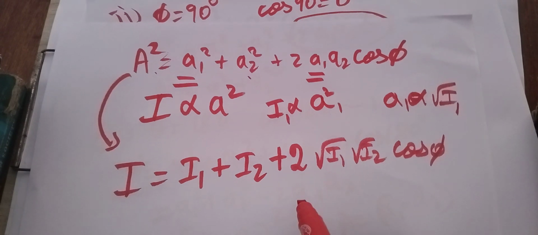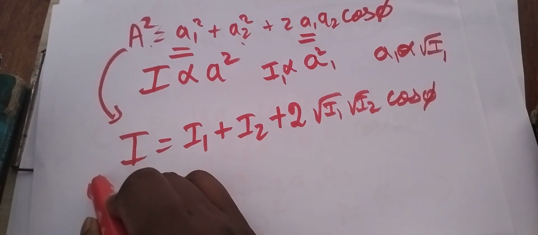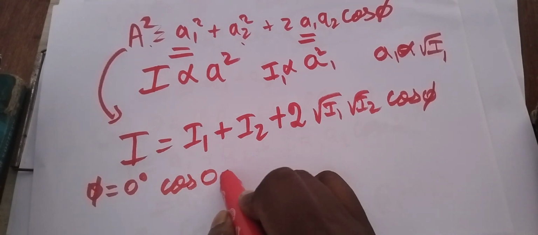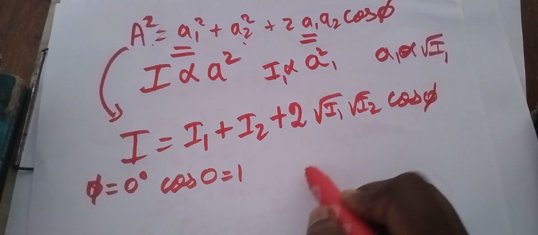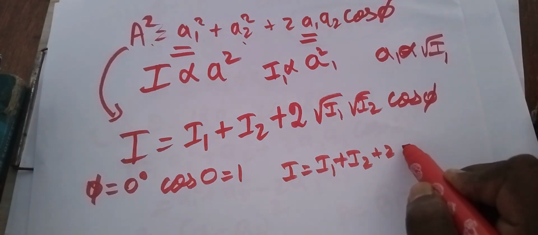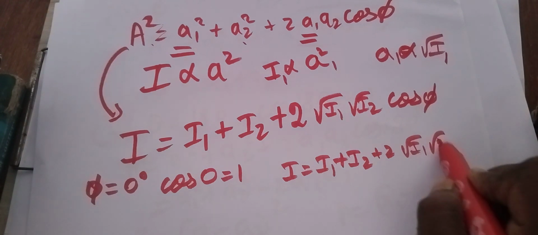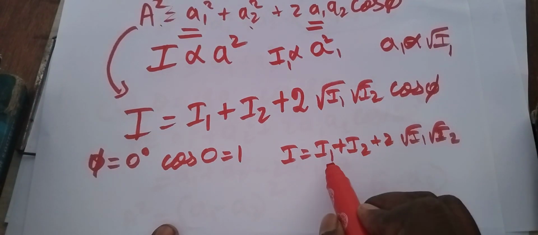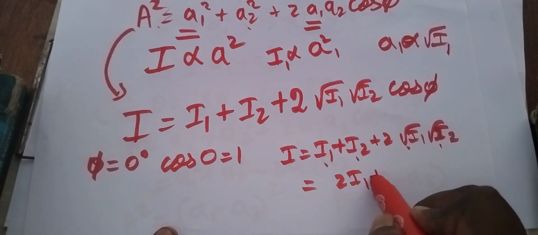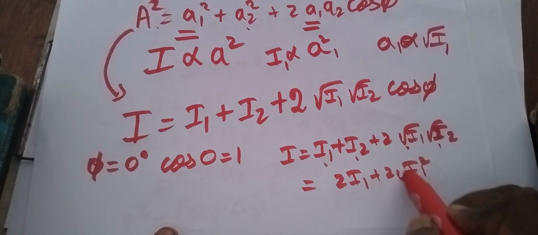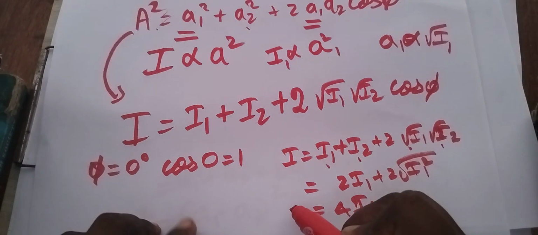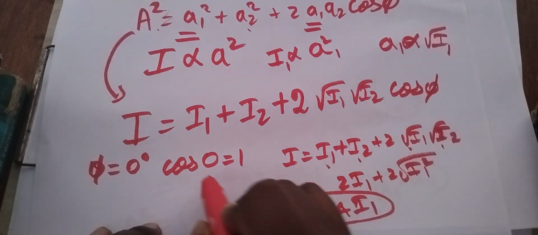Again we have to do 3 conditions. First condition, phi will be 0 degree, and cos 0 will be 1. So intensity is equal to I1 plus I2 plus 2 times root I1 root I2. When both the intensities are equal, this 2 will become equal, so 2 times I1 plus 2 times I1, and the root I1 squared will become I1. So I'll get 4 times I1 as the total intensity when the angle is 0 degree.